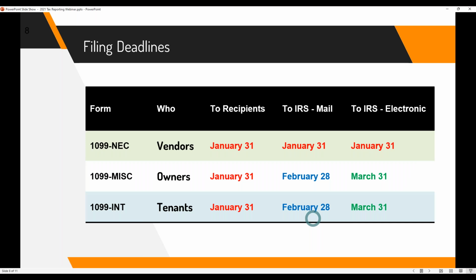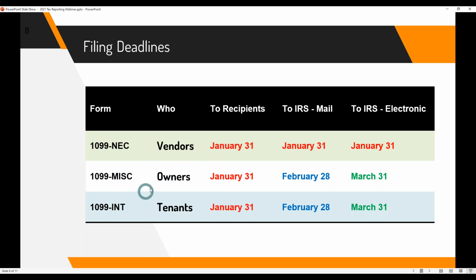And here is a chart of the deadlines. So the vendors, which are using Form NEC, to the recipients and to the IRS, whether it's by mail or electronically, everything is due at the end of this month. So it's really important that you know that vendors are due to the IRS at the end of this month.